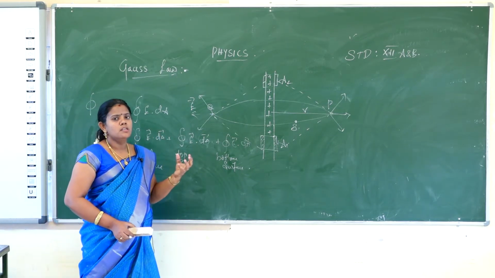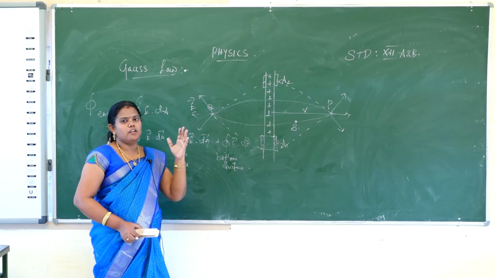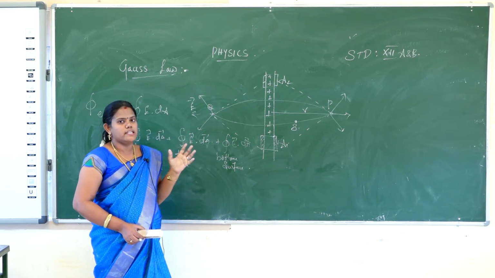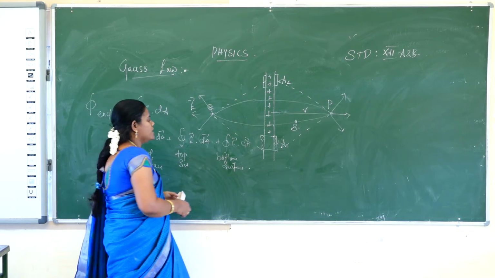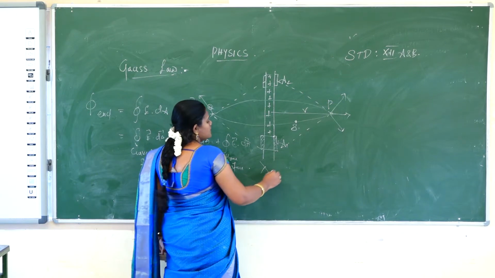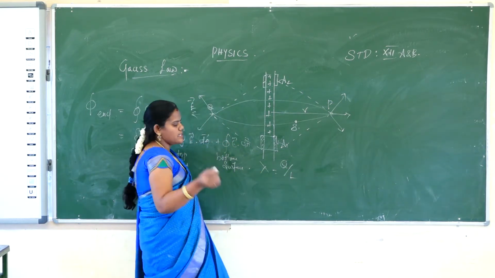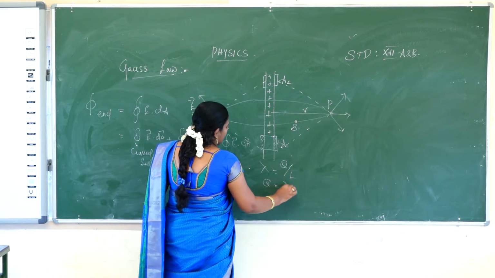First you should know the linear charge density, because the wire has some length. Lambda is the linear charge density, which is charge per unit length. So charge is equal to lambda into L.